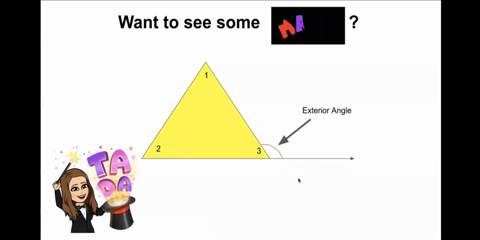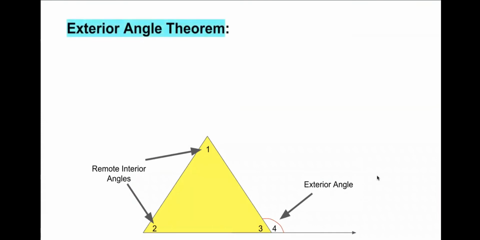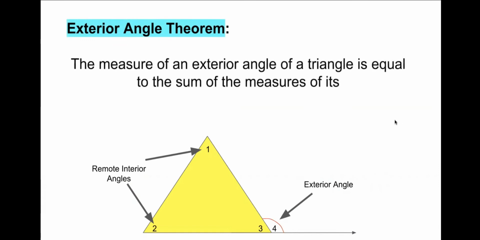So where does this take us? It takes us to our definition now, or to our new theorem that we have here. It's what we call our exterior angle theorem. And it states that the measure of the exterior angle of a triangle, we're focusing here on triangles, is equal to the sum of the measures of its remote interior angles.